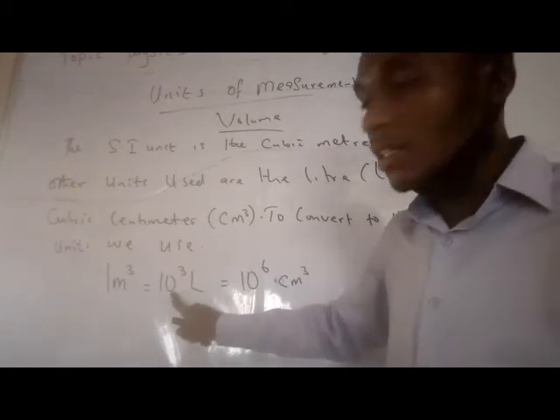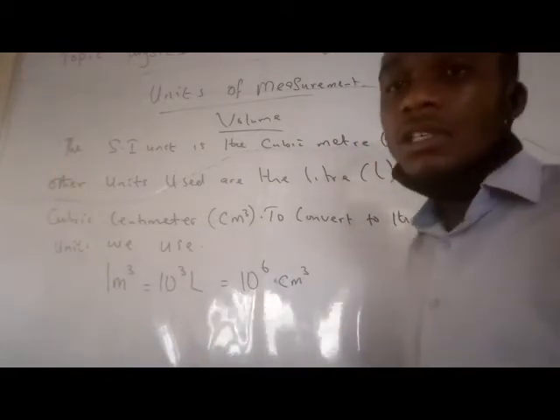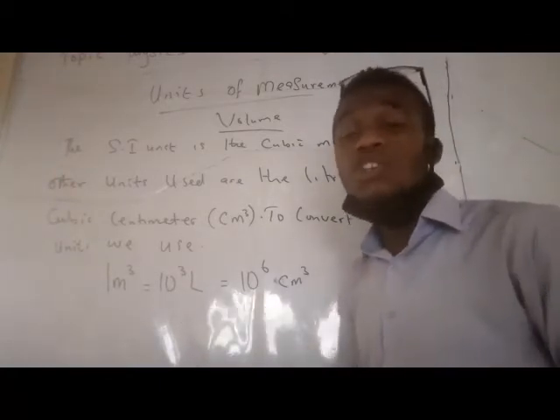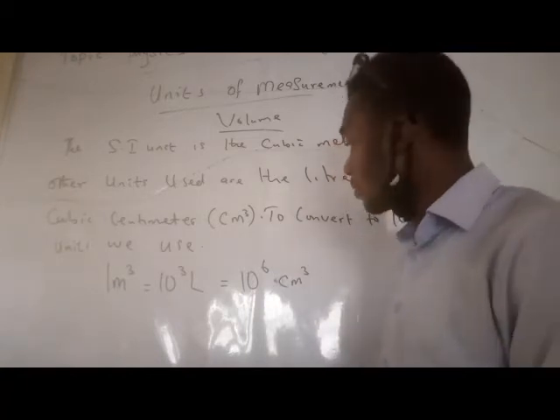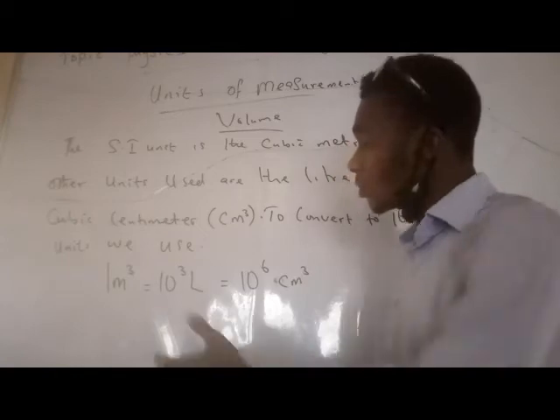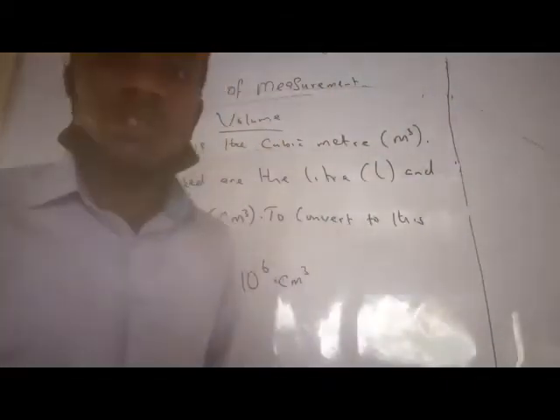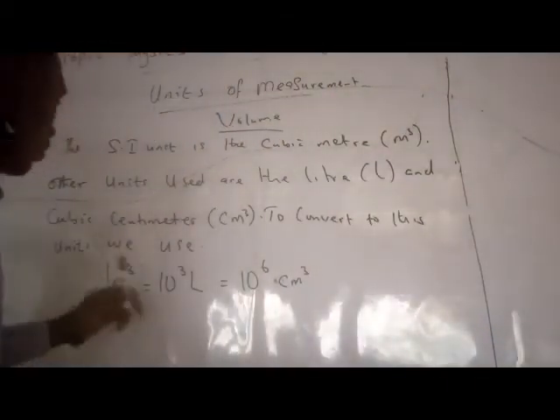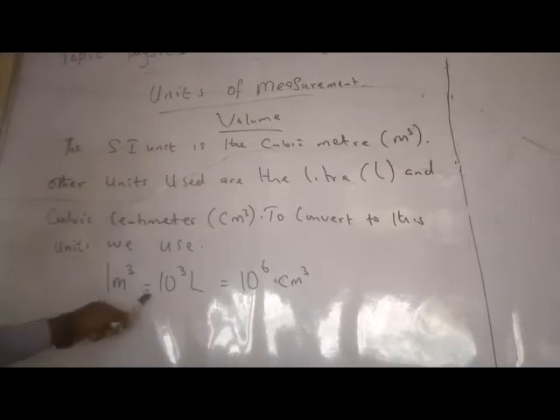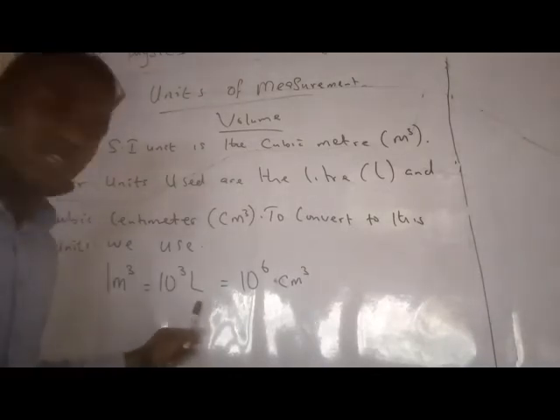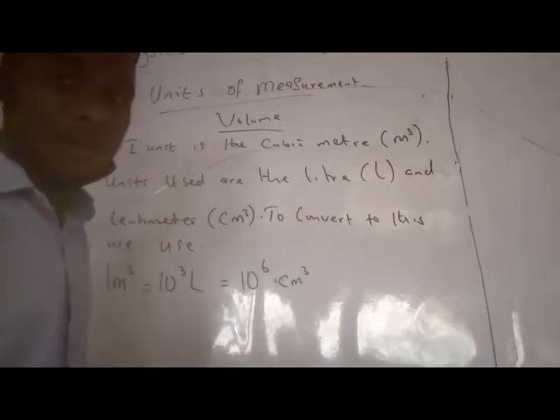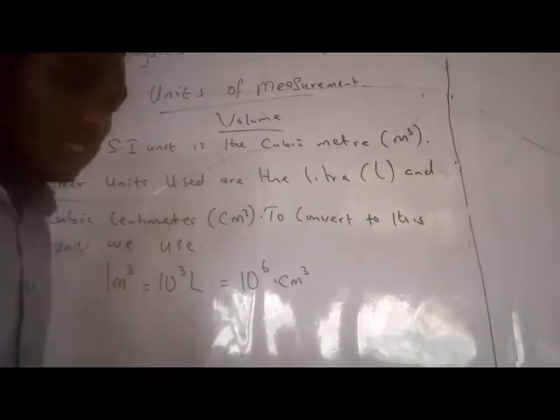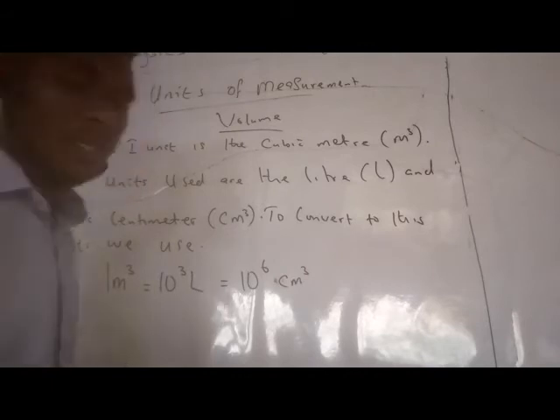While 1,000 liters is equal to what? 1 million centimeter cube. 1,000 liters is equal to 1 million centimeter cube. So this is the unit of conversion of volume. 1 meter cube is equal to 1,000 liters, which is equal to 1 million centimeter cube.